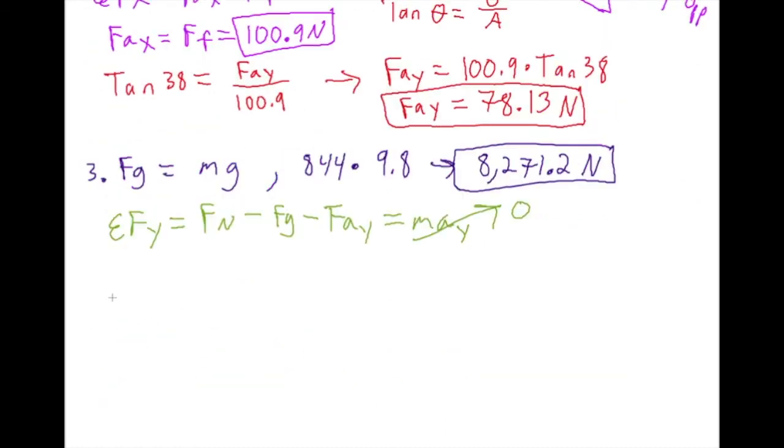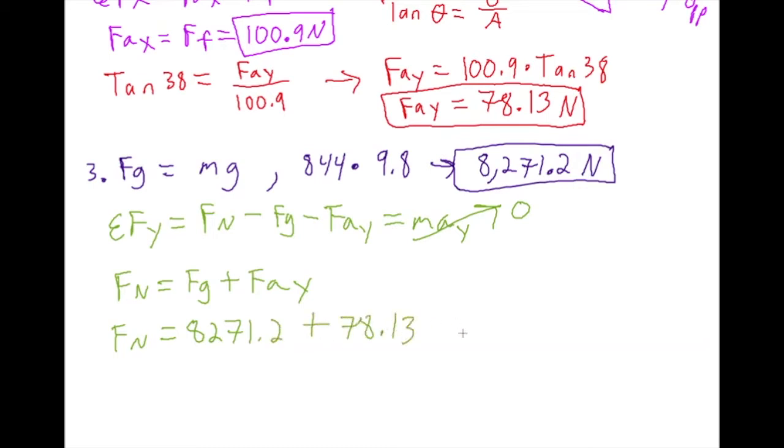So now we're going to manipulate this equation to solve for force normal. So let's add force gravity over to the other side, and let's also add force applied in the y direction. Now we just go ahead and plug our numbers in. We know these numbers because we just solved for them. Force gravity is 8,271.2, and force applied y is 78.13. Do some simple addition, and we find out that force normal should be 8,349.33 newtons.